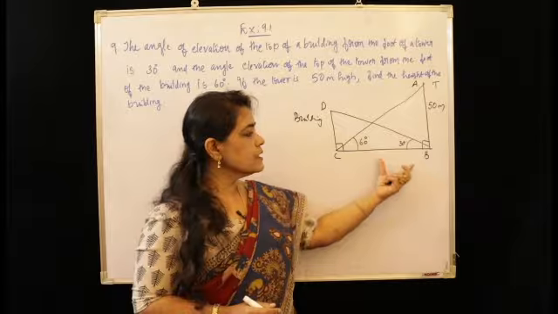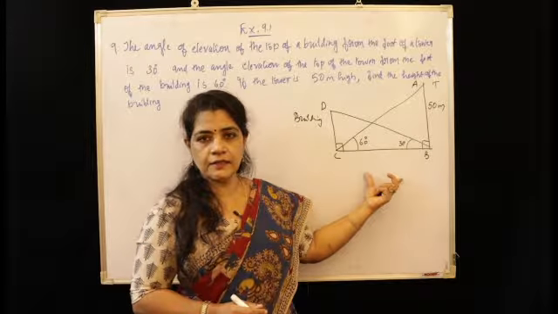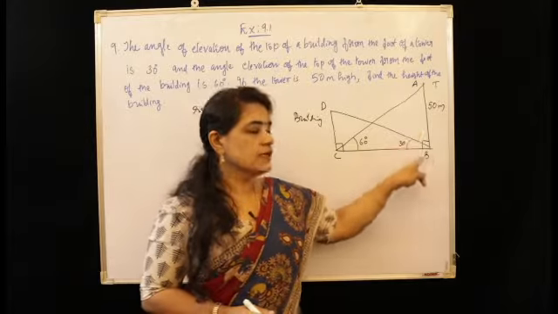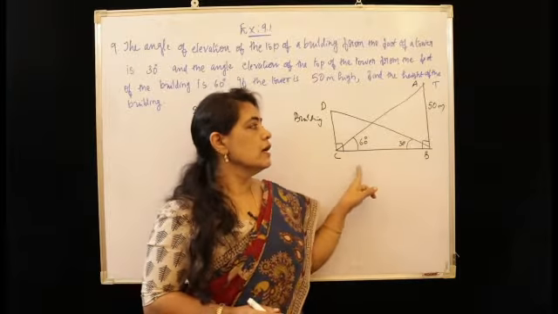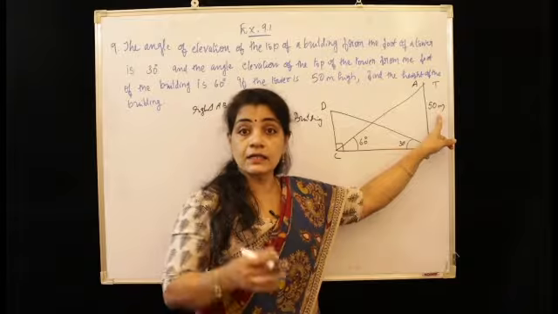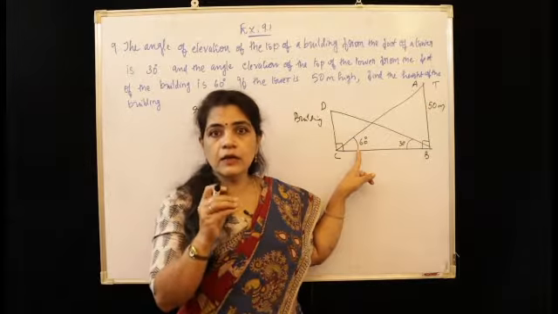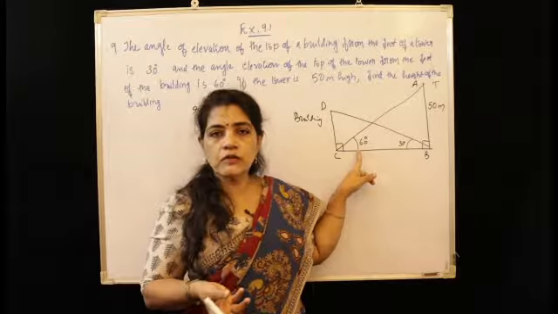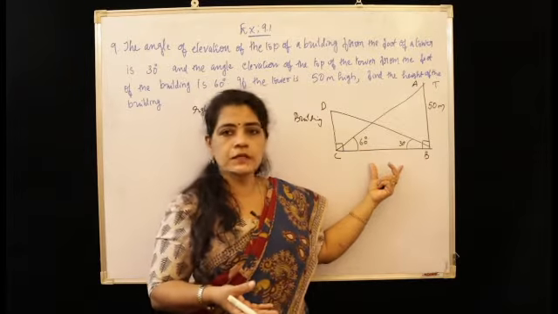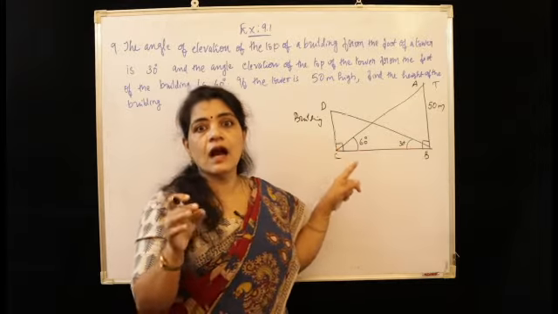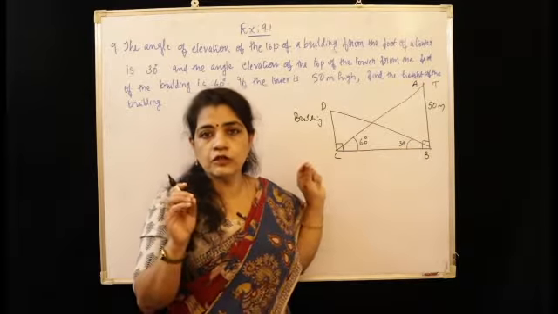You can see that this BC is a common side, isn't it? In the first right triangle ABC, the big right triangle, we have the height of the tower given, and its corresponding acute angle, that is the angle of elevation, also given. So we can easily get this BC. That is what we need, children. DC is the height of the building. That is what we need to find out.